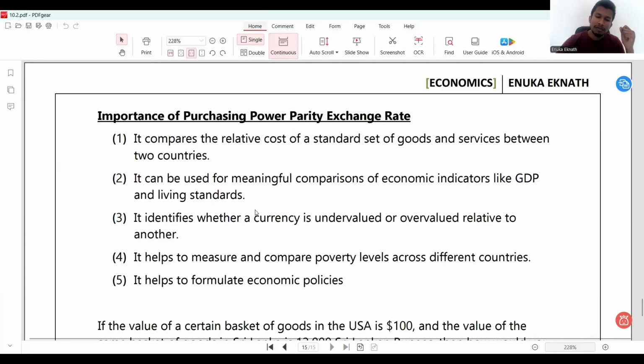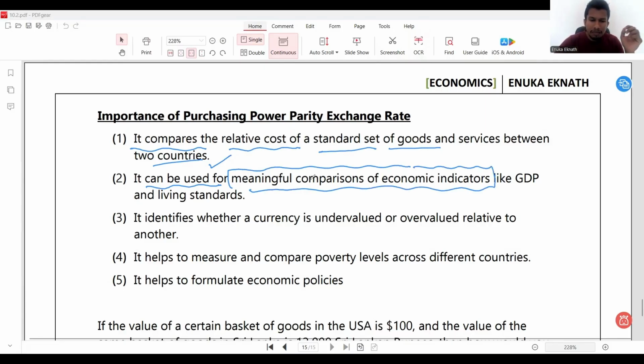Just look at the importance of purchasing power parity exchange rate. ඒක කියනවා it compares the relative cost of standard set of goods and services between two countries, and you know the meaning of that now. And then it says it can be used for meaningful comparisons of economic indicators like GDP and even standard of living. GNP per capita කියන එක. So it's meaningful to use the purchasing power parity exchange rate.